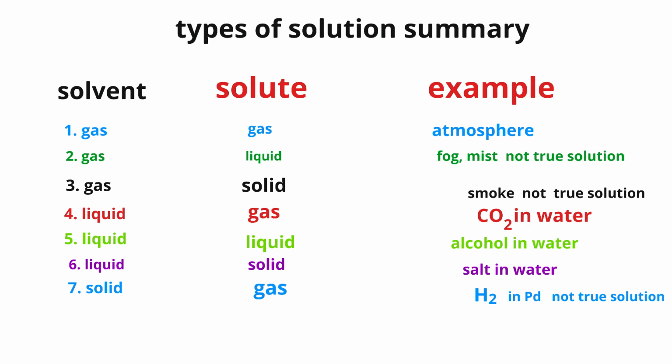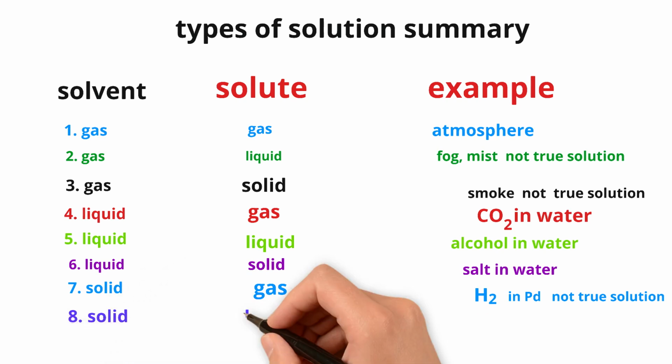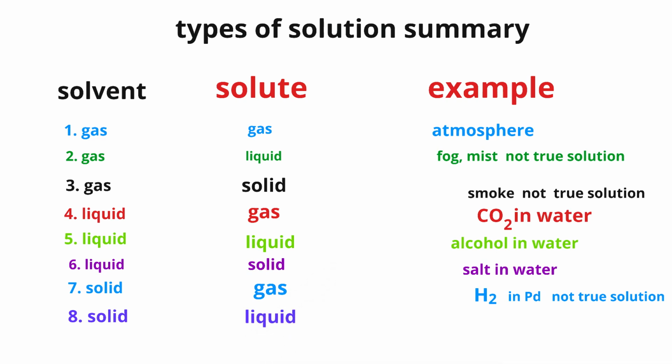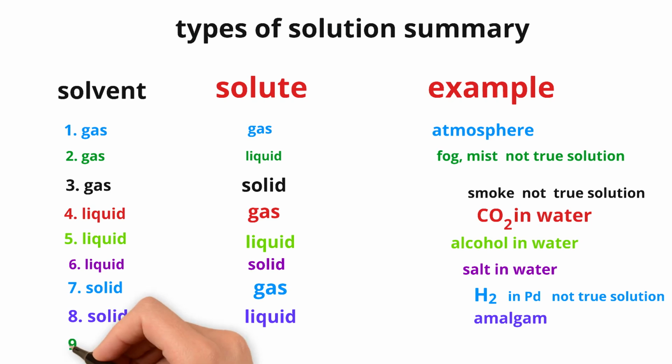Eighth, when the solvent is solid and the solute is liquid, example: amalgam. Amalgam is the mixture of metal and mercury. The last one, when the solvent is solid and the solute is solid, example: alloy.